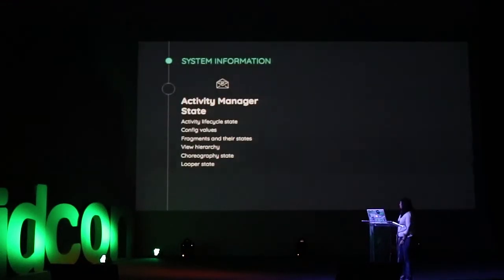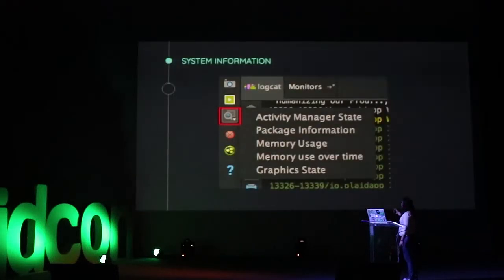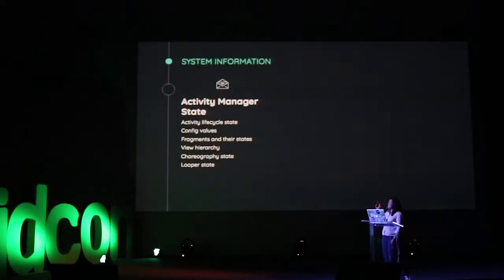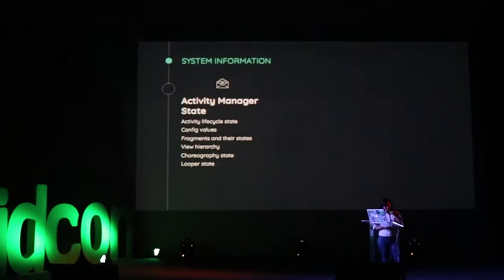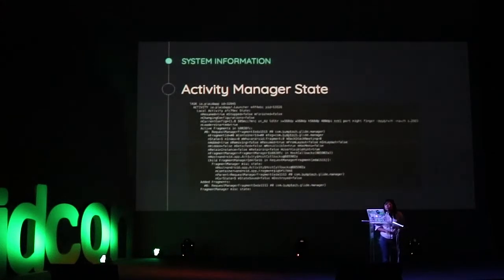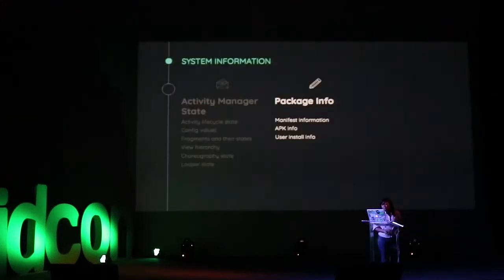Okay, so what does it give us? See the screenshot? It gives us 1, 2, 3, 4, 5 different options. So I'm going to describe each of those options really, really quickly. Activity Manager State, the first one, shows your activity lifecycle state, your config values, if you have MCC, MNC, what the language of the device is, display metrics, orientation, fragments, fragment manager states. It's a lot of stuff. I have a sample here, but you probably can't see it, so we're just going to skip it.